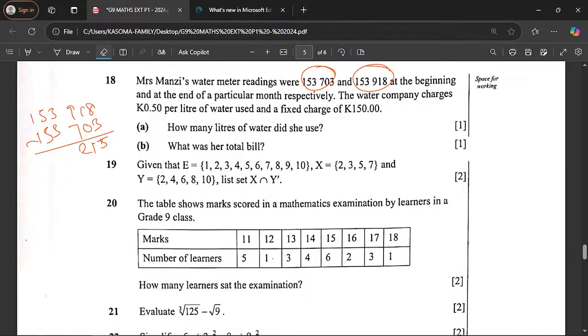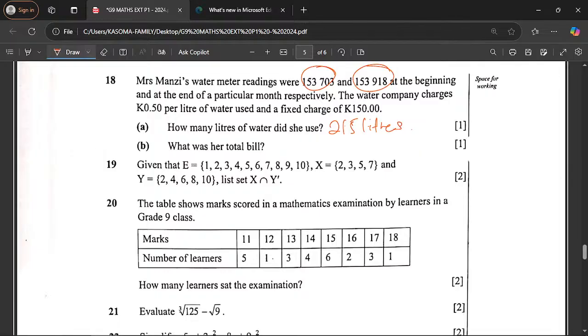So how many liters of water did she use? She used 215 liters of water. That is the amount of liters she used. Okay, 215 liters. Then we come to question B.